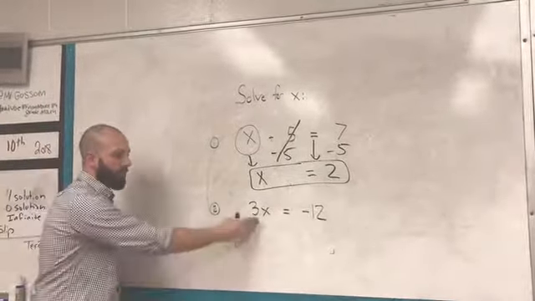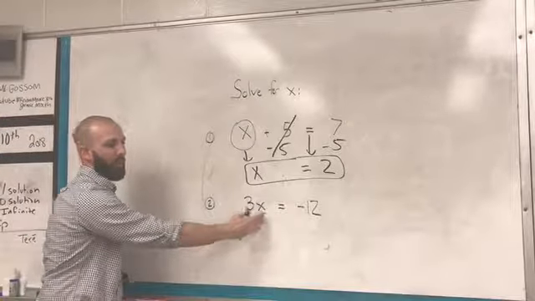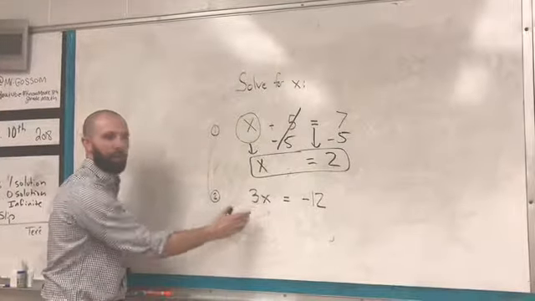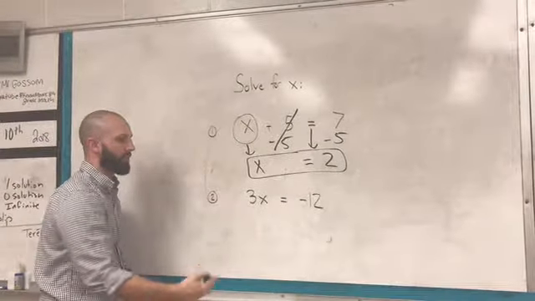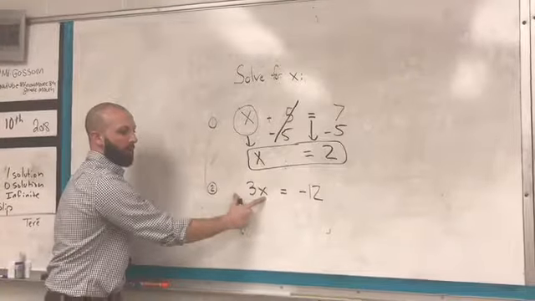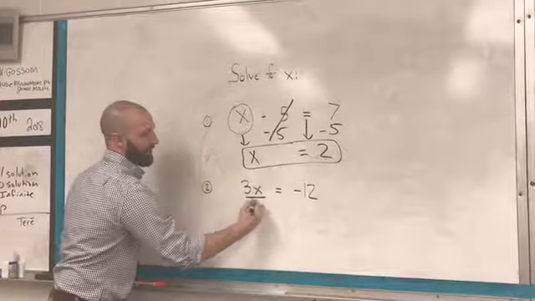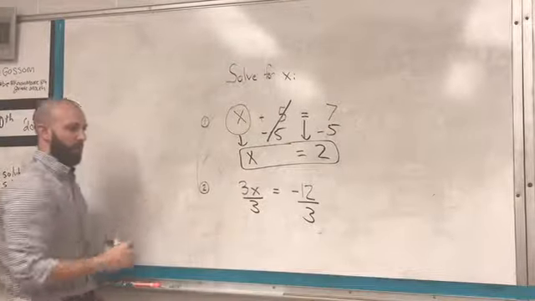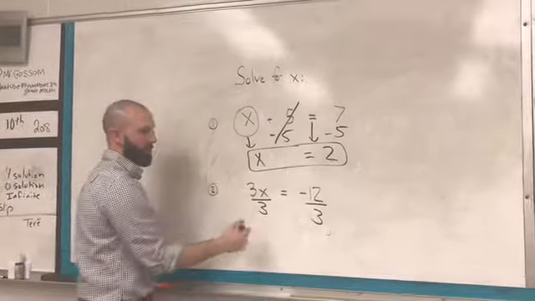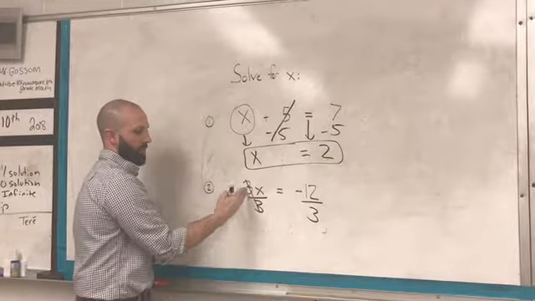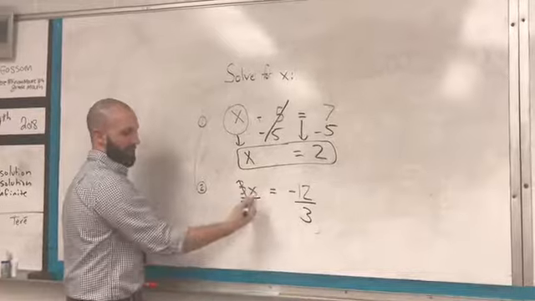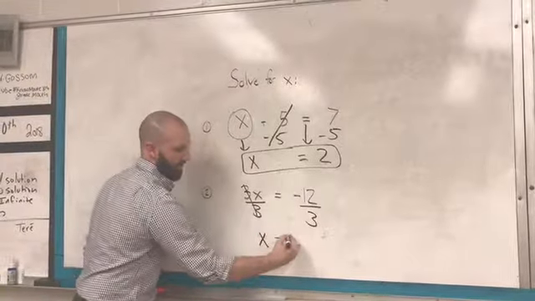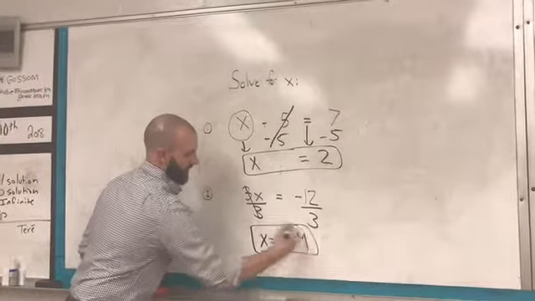On number 2, you can say, okay, it's 3 times what gives me negative 12. In your head, you could probably say that this is negative 4, but again, we want you to know the process. What is the inverse? If this is being multiplied, we are going to divide. So we have to divide on both sides. Then 3 over 3 is 1, which cancels out because 1 times x is just x, equals negative 12 divided by 3, which is negative 4. That would be your answer there.